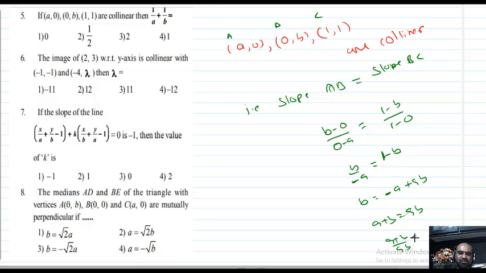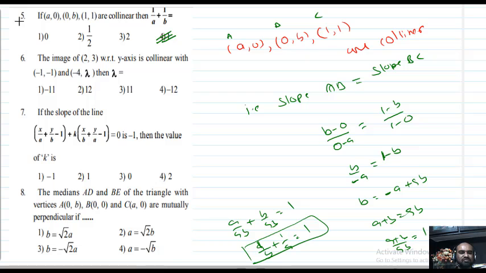a plus b by ab equal to 1, or a by ab plus b by ab equal to 1, or a gets cancelled, 1 by b plus 1 by a equal to 1. Finally, what I can say, 1 by a plus 1 by b value is equal to 1, fourth option.